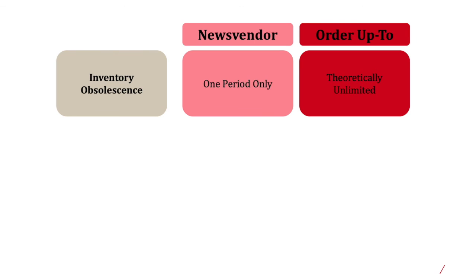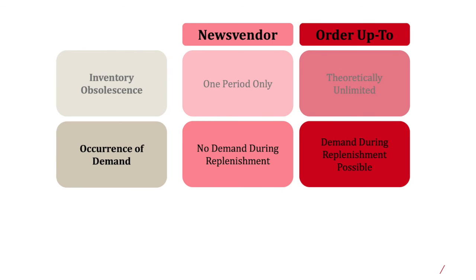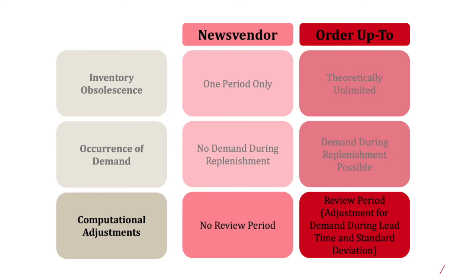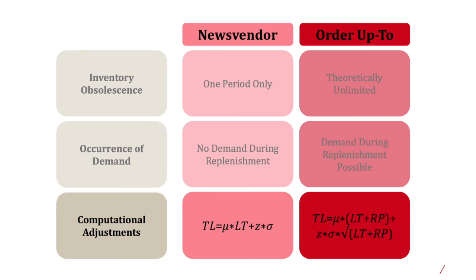In the order up to model, this would correspond with setting the inventory at the beginning of a period back to 0 instead of being equal to the end inventory of the previous period. Furthermore, in the newsvendor model, demand only occurs after the goods have been replenished, since there is no inventory at the beginning of a period. As we have seen in our example before, in the order up to model, demand is not coupled to replenishment. Lastly, there are some computational adjustments we have to make if we want to apply the newsvendor model, since there is no review period. In order to calculate the target inventory level, we need to use the displayed formula.